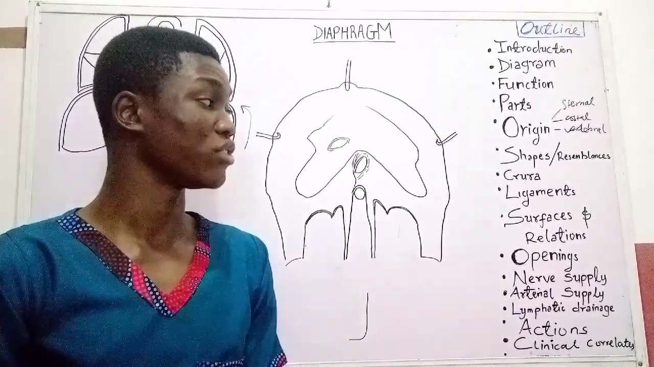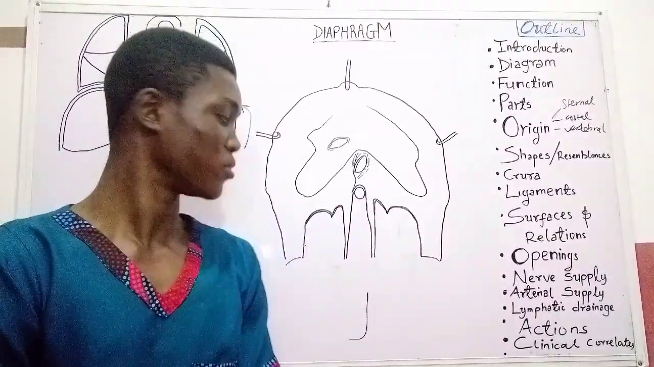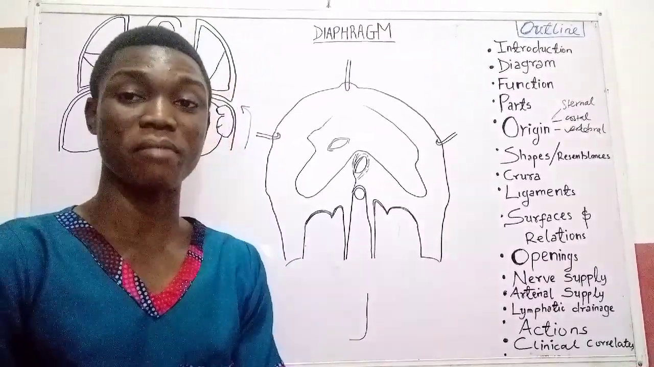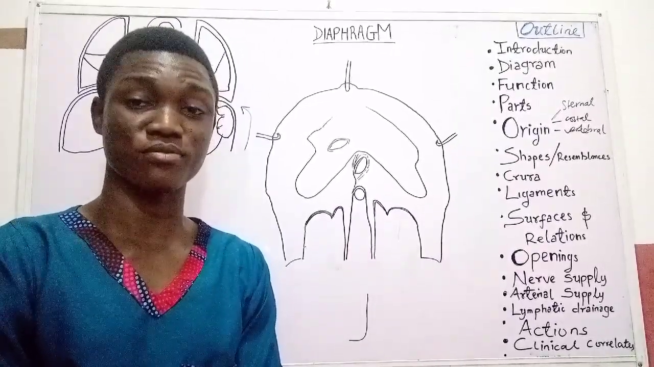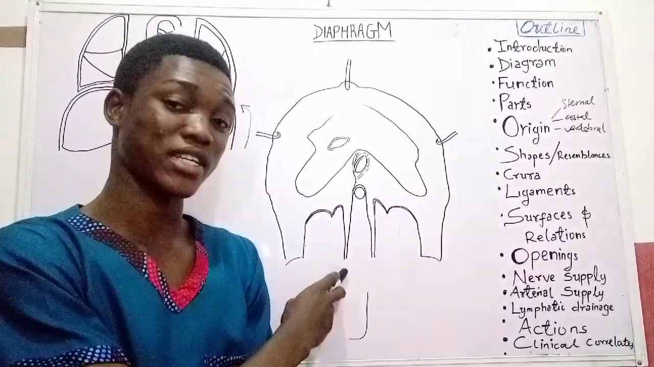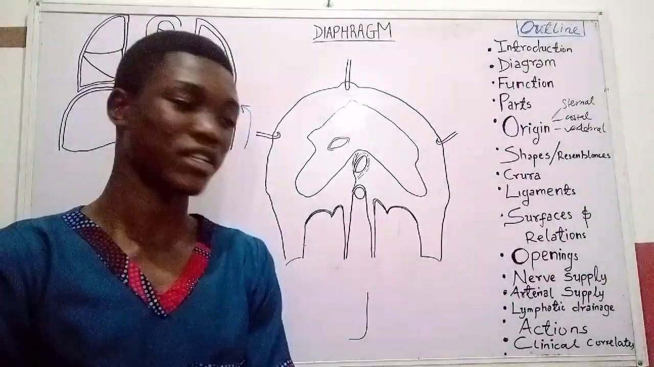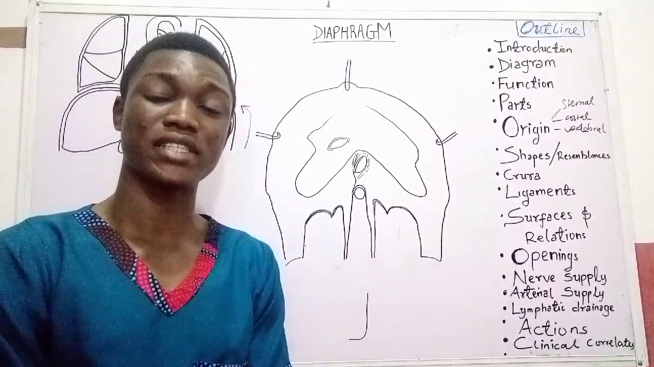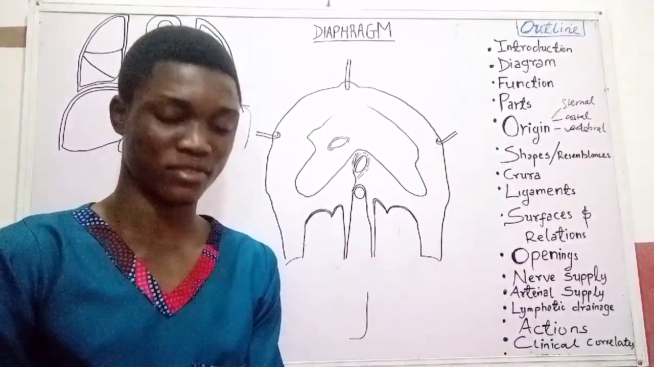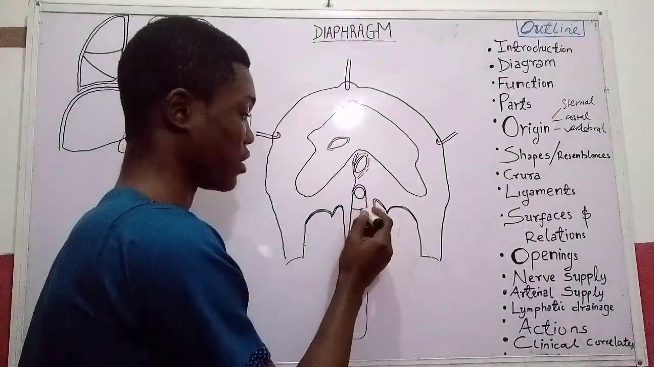Alright, so we'll be going to the crura. We'll be talking about it proper right now. So the diaphragm has two crura, the left crus and the right crus. This is the right crus, like I said before, and this is the left crus. So the right crus originates from the upper lumbar vertebrae. Let me show you. So this is supposed to be the vertebrae.